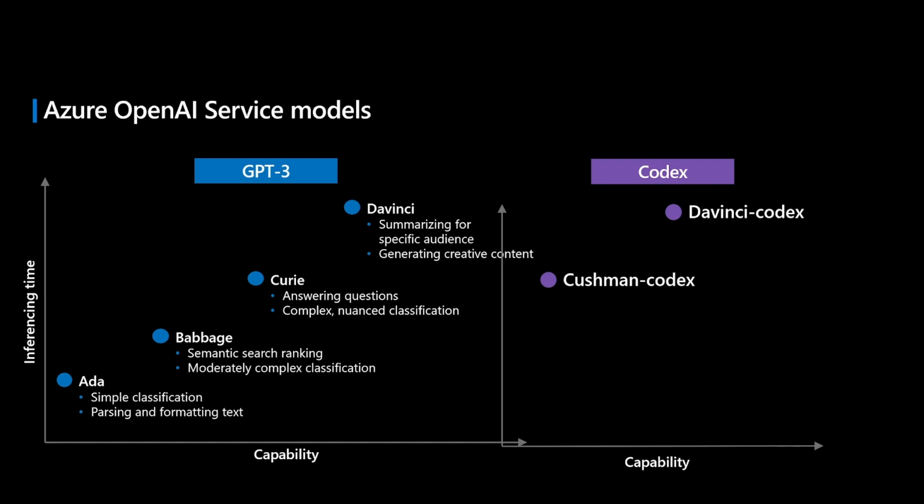And on the right, we have the Codex family of models. And within that, we have the DaVinci and Cushman. Cushman is great at generating SQL queries, whereas DaVinci Codex is great at generating code for almost every other popular language.